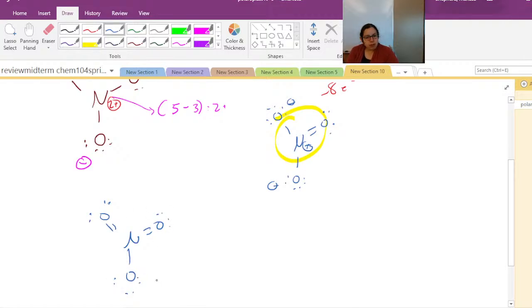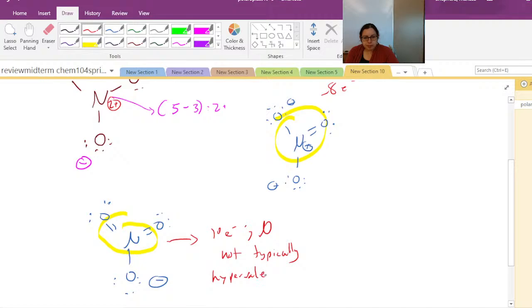Now we've at least minimized our formal charges, except nitrogen does not typically go hypervalent. Remember, it's just too small. So it has 1, 2, 3, 4, 5, 6, 7, 8, 9, 10. So 10 electrons. Nitrogen, not typically hypervalent. And so this would be a very nice answer if you expressed that. Otherwise, I'd just be happy that you had the correct total number of electrons, and formal charges.